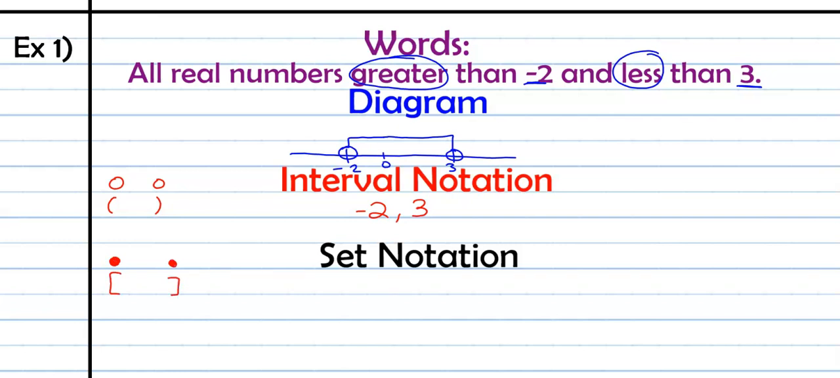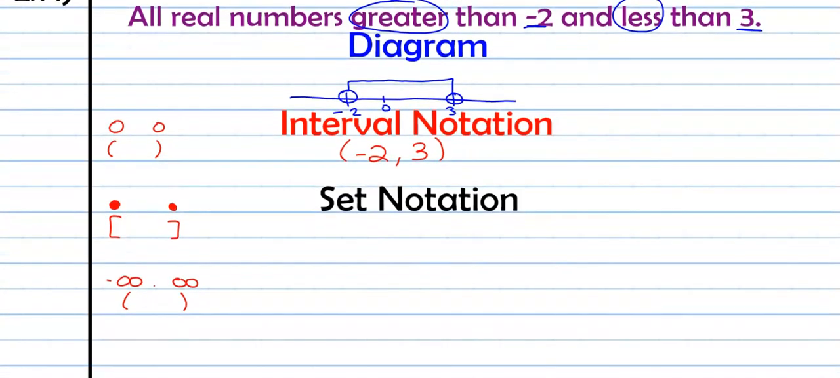And then anytime you have infinity or negative infinity, those are always going to be regular parentheses. So we'll see a bunch of examples as we go along here. Because we have open dots on both sides, we're going to use parentheses on both sides. Now, don't get confused. This is not an ordered pair. This is not a point on a graph. It's different. We're talking about sets here and ranges of numbers, and it just happens to look like it's an ordered pair, but it's not.